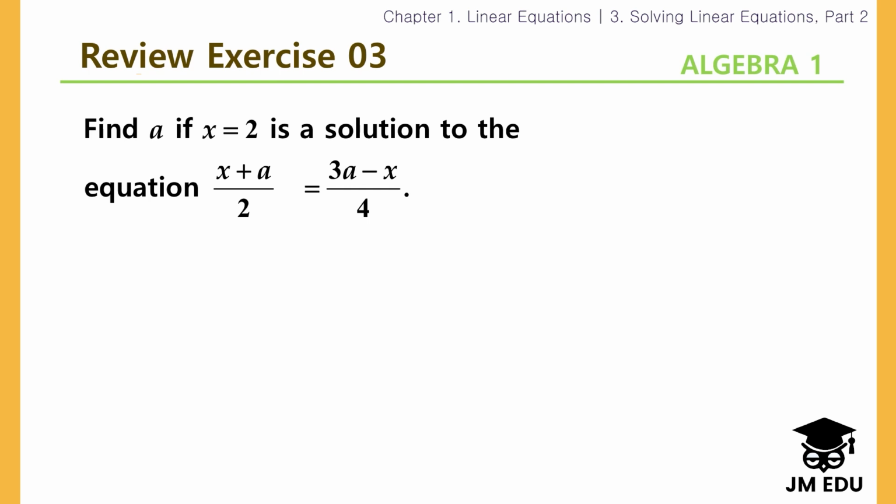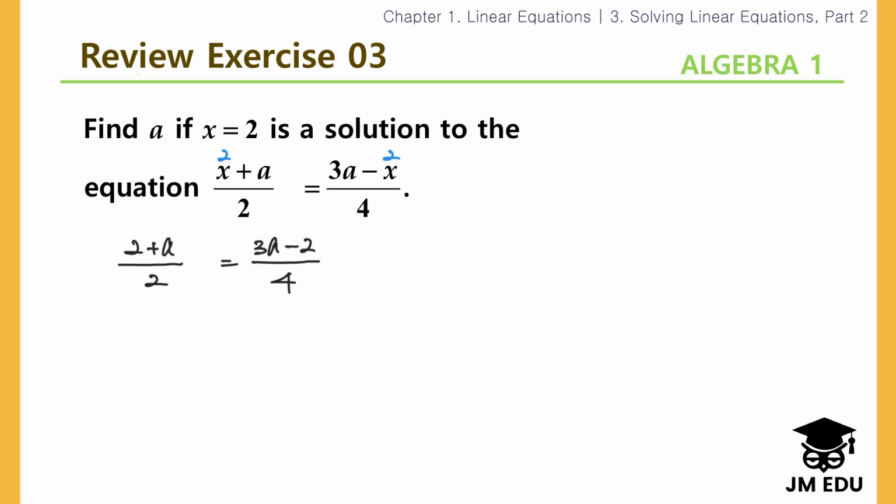Number 3, it says find a if x is 2 is a solution to this equation. So what we can do is substitute 2 for x first, right? So let's try that. We're going to substitute 2 for x. Then our equation is 2 plus a over 2 is equal to 3a minus 2 over 4.